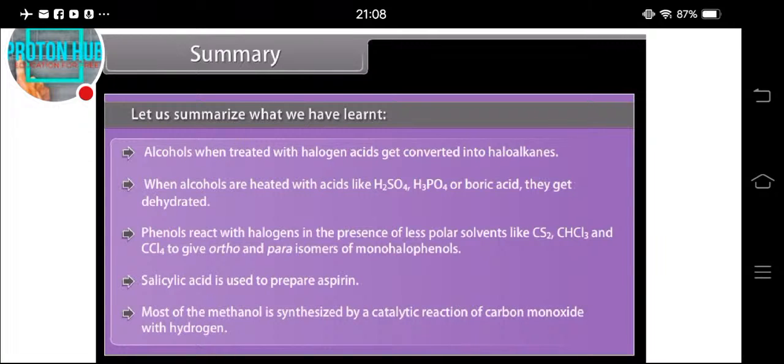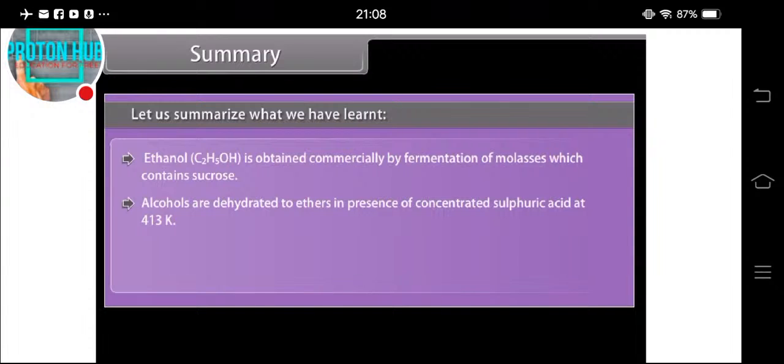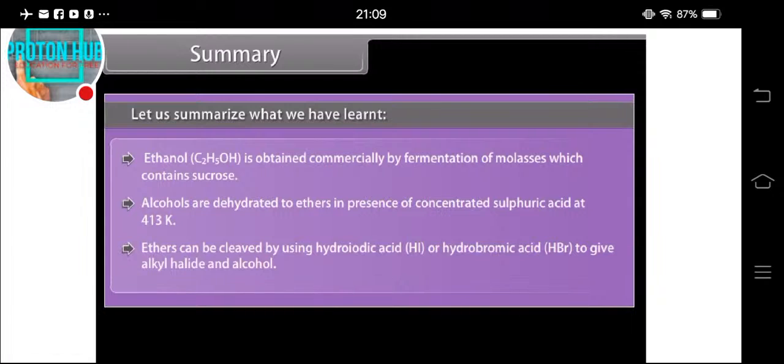Most of the methanol is synthesized by a catalytic reaction of carbon monoxide with hydrogen. Ethanol is obtained commercially by fermentation of molasses, which contains sucrose. Alcohols are dehydrated to ethers in presence of concentrated sulfuric acid at 413 Kelvin. Ethers can be cleaved by using hydroiodic acid or hydrobromic acid to give alkyl halide and alcohol.